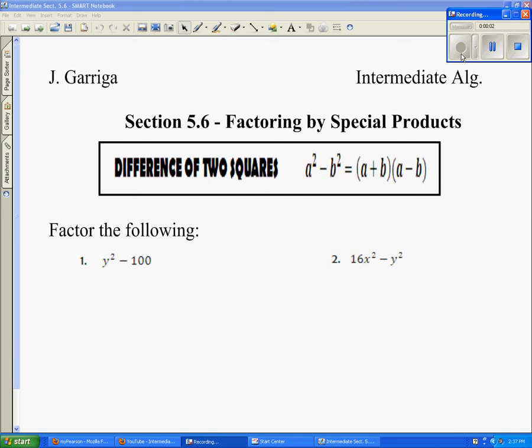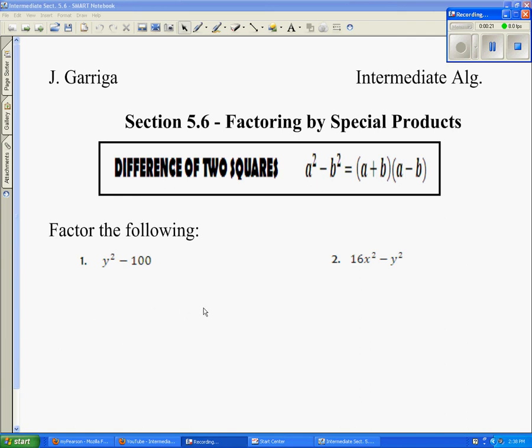Section 5.6 is going to be factoring by special products. We have this special formula, difference of two squares. Basically, if you have a squared minus b squared, it's going to factor into this. You're going to get an a plus b, and you're going to get an a minus b. What we have to do is distinguish what is a and what is b.